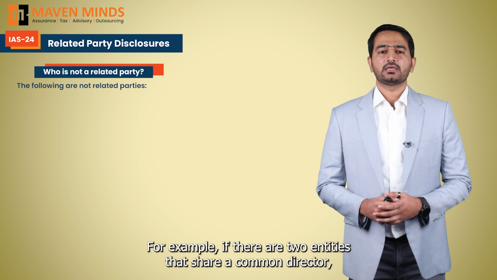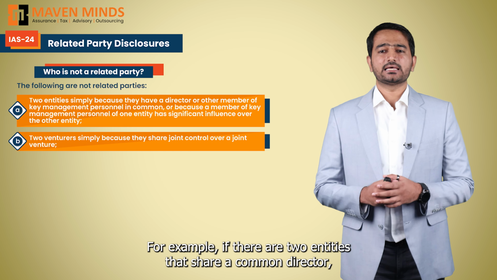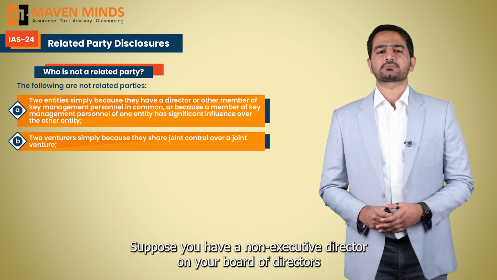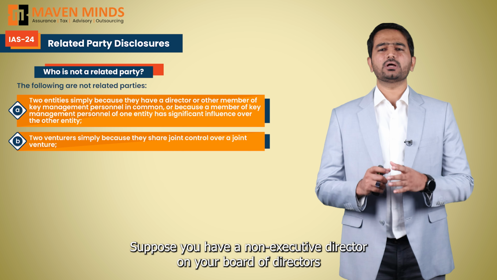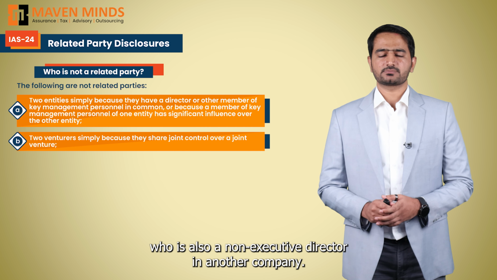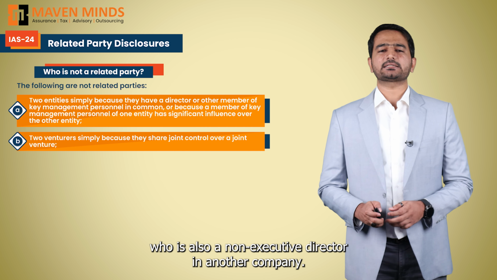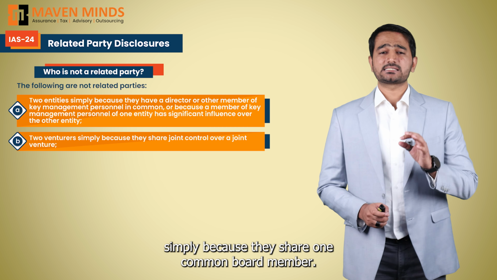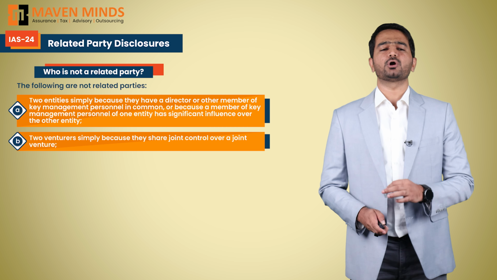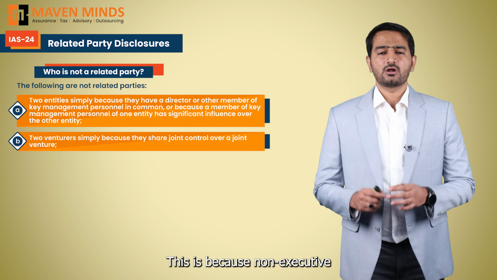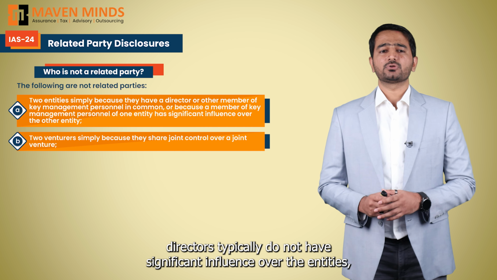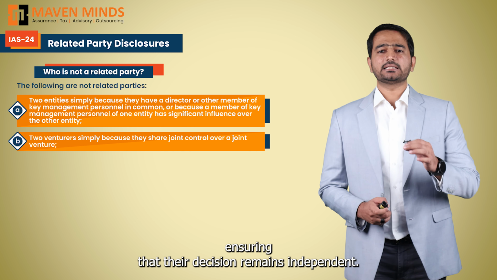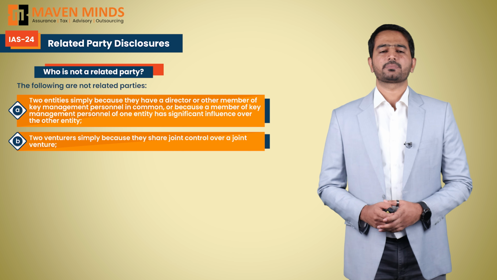For example, if there are two entities that share a common director, this alone does not make them related parties. Suppose you have a non-executive director on your board of directors who is also a non-executive director in another company. These two companies do not become related parties simply because they share one common board member. This is because non-executive directors typically do not have significant influence over the entities, ensuring that their decisions remain independent.